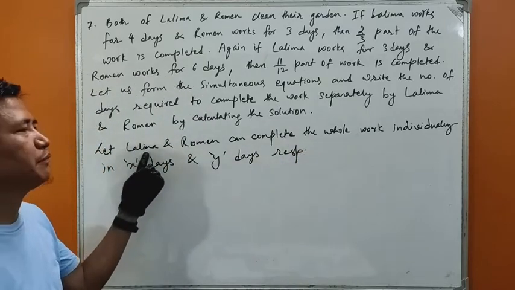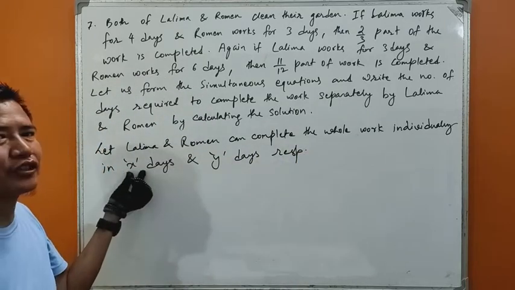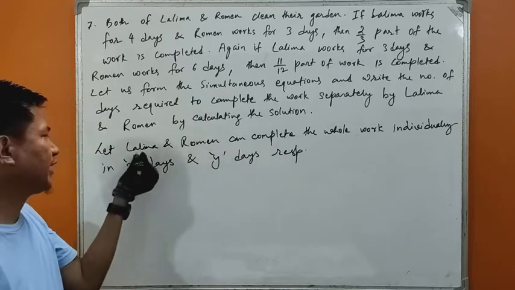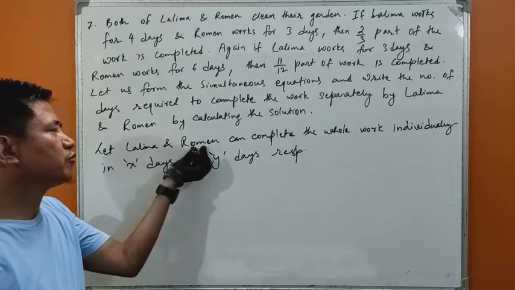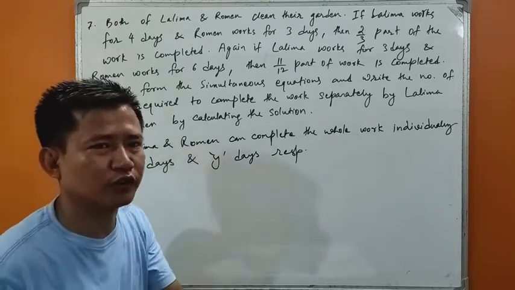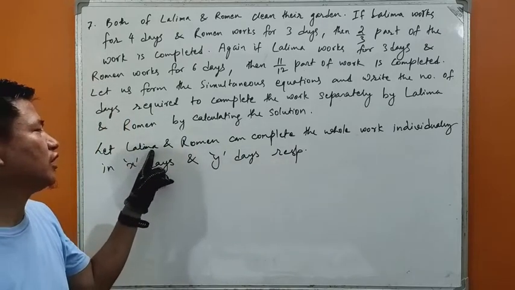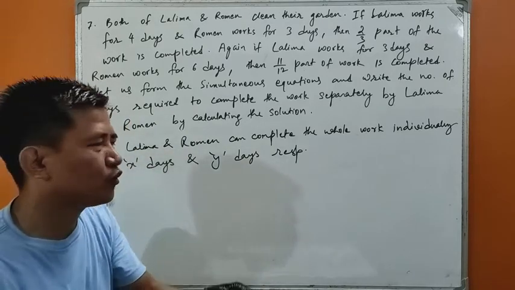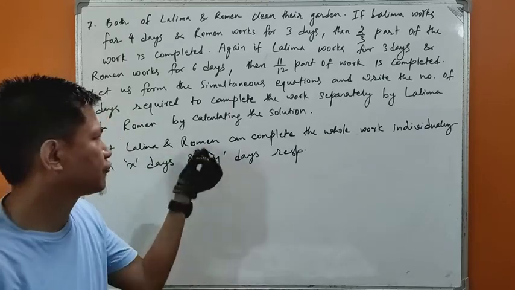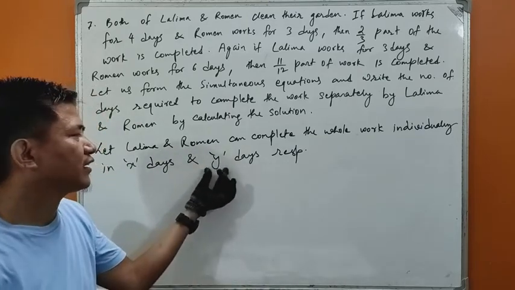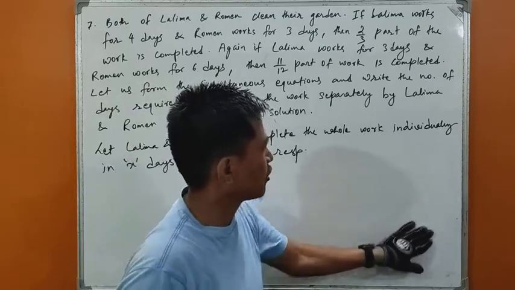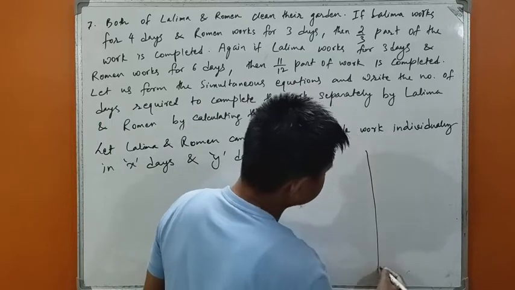if Lalima can complete the whole work in X days, I am just assuming that Lalima can complete the whole work in X number of days and Roman can complete the whole work in Y number of days if they work alone. Okay, if Lalima works alone, she can complete the whole work in X days. And if Roman works alone, he can also complete the whole work in Y days. Okay, now let us do some rough work here. Unitary method. Okay.